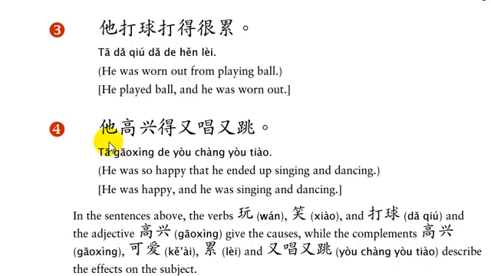Again, we have here 他高兴得又唱又跳. Okay, so the basic sentence is 他高兴, he's very happy. Okay, but how happy is he? So we have a 得 and then the complement here. 他高兴得又唱又跳. Okay, he was so happy he sang and he danced. He was singing and he was dancing.